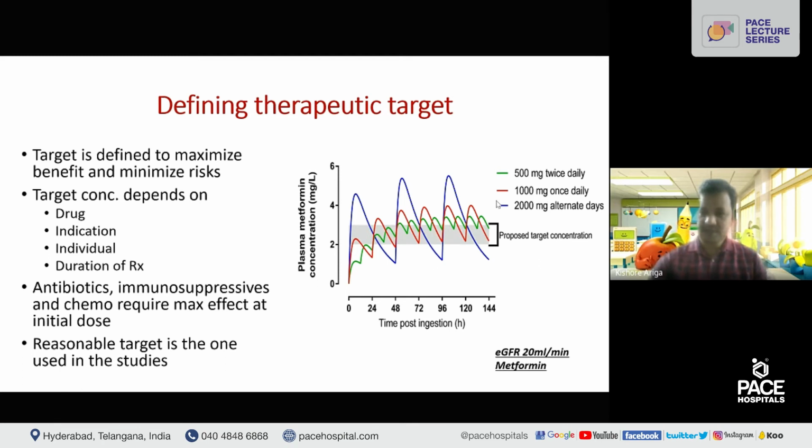So this usually is based on the studies which are done initially on that specific drug by the companies for a specific disease. So that target concentration is the concentration which we need to target.